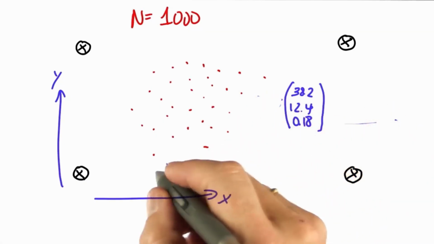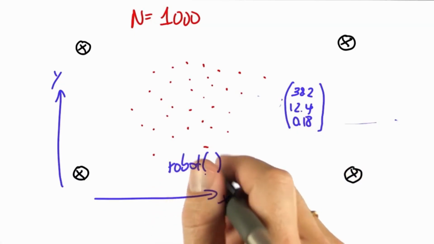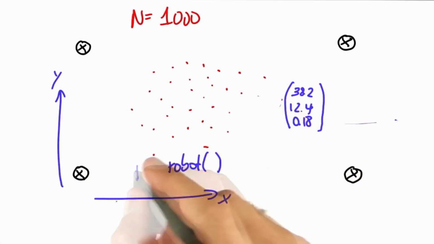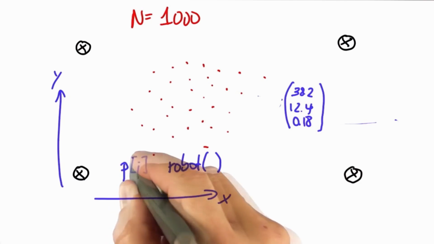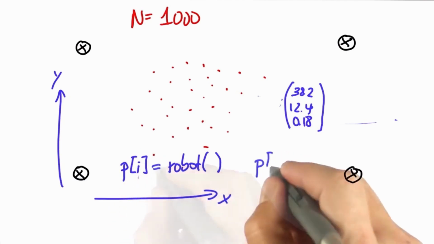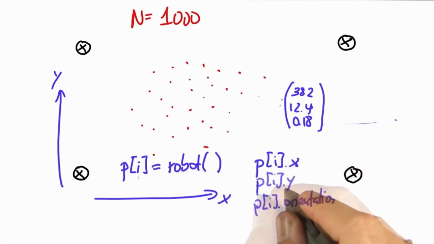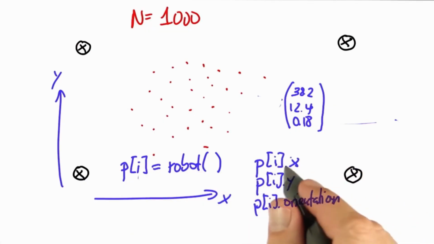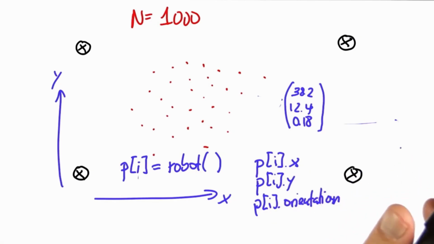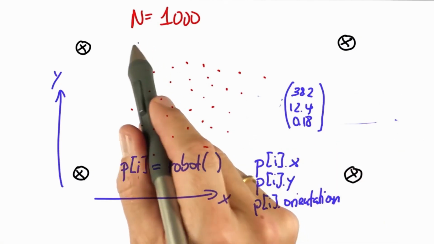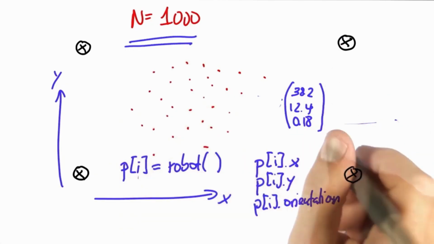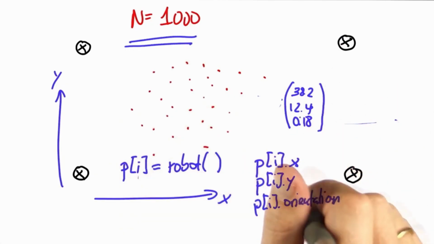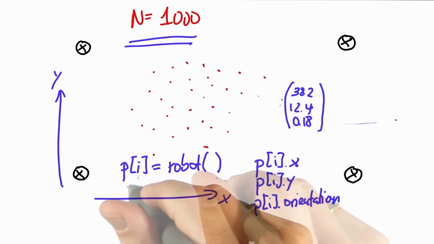In fact, in our code, every time you call the function robot and assign it, say, to a particle, here the ith particle, these elements, x, y, and orientation, which is the same as heading, are initialized at random. So to make a particle set of 1,000 particles, what you have to program is a simple piece of code that assigns 1,000 of those to a list.